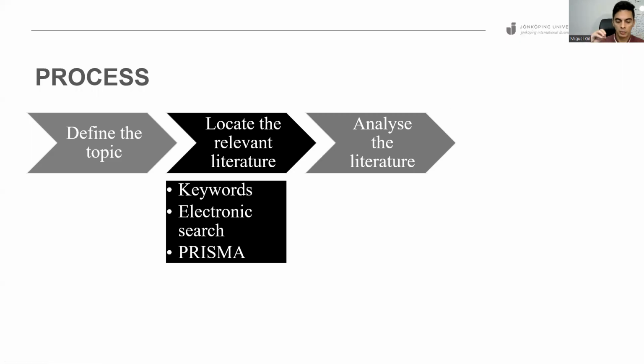In the second stage of this process, which is to locate the relevant literature, it's very tricky. There is not a simple way to find it. Sometimes your supervisor gives you some papers, maybe you already know them, the basic papers about your topic, and then you start from there. That's one way to do it.